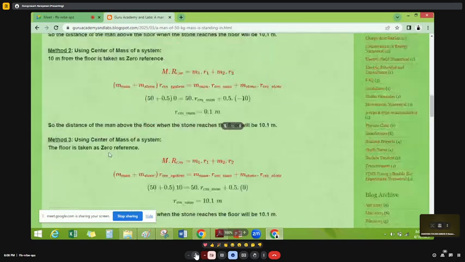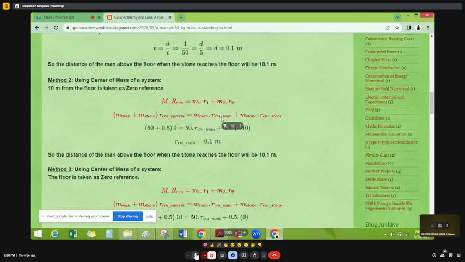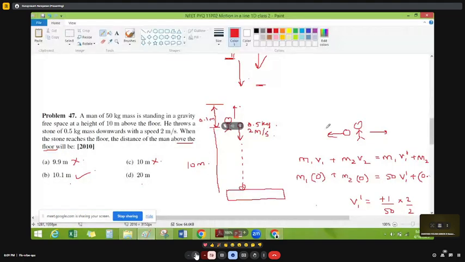You can also do method 2 using center of mass. I forgot about this. So I can say M R_CM is equal to M1 R1 plus M2 R2. The meaning of this, the center of mass does not change. Okay, this is a very interesting concept. So let me go to that.